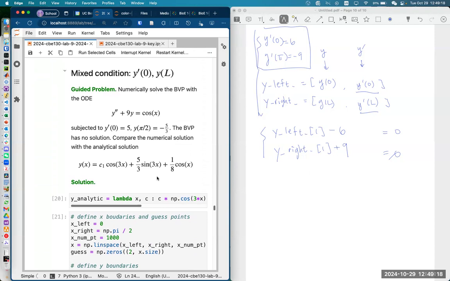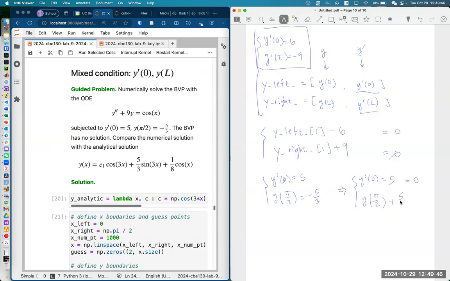When you have a mixed condition, you have the first derivative at one end and the original function at the other end. So in this case, we have y prime of 0 is 5, and y of pi over 2 is minus 5 over 3. First we rewrite into something equal to 0. So y prime of 0 minus 5 is equal to 0, and y of pi over 2 plus 5 over 3 is equal to 0.